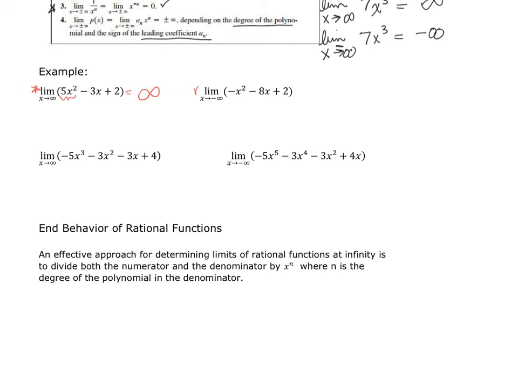For this next one, again, this leading term is going to tell us what's going on. So a negative value squared would give us a positive value, and it would be very, very large. But we also have this negative sign in front, so the limit here is going to be negative infinity. So see if you can do the next two examples. You might want to pause your video, and I will write down the answers.